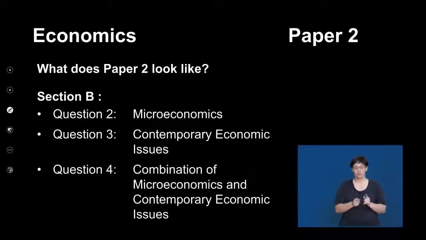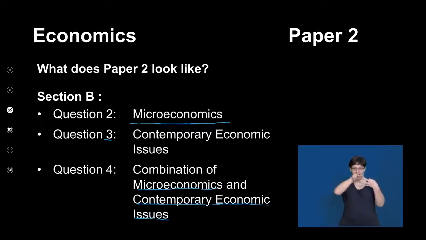section B. Right? Your question 2 is your microeconomics. So you are looking at questions around your markets, your market failure. And then your contemporary economic issues, these are asked in question 3. Your inflation, your tourism, and your environmental sustainability, these are the topics that are asked there. And then your question 4 is a combination of microeconomics and your contemporary economic issues. So here you are asked a combination of all the 2 modules that we tackle in paper 2.